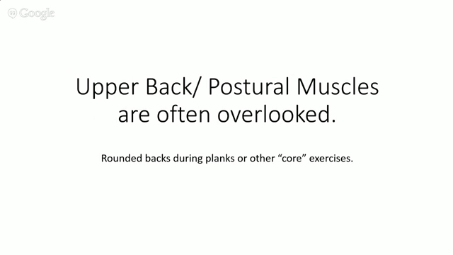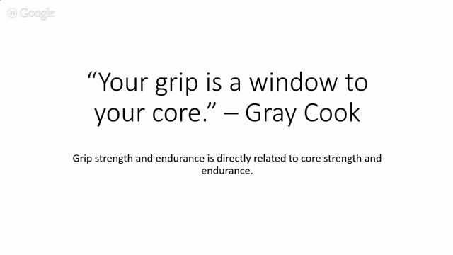Backing up just a second, another thing to keep in mind, which also goes along with that upper back strength idea, is that your grip is a window to your core. This is a quote from Gray Cook, one of the guys who came up with the functional movement screen. Grip strength and endurance are directly related to your core strength and endurance. There's a cool little test you can do to see. There's a principle called irradiation, and basically you can recruit other muscles to help improve the strength of another muscle. So if you're listening to this, make a fist, and I want you to get it as tight as you can.